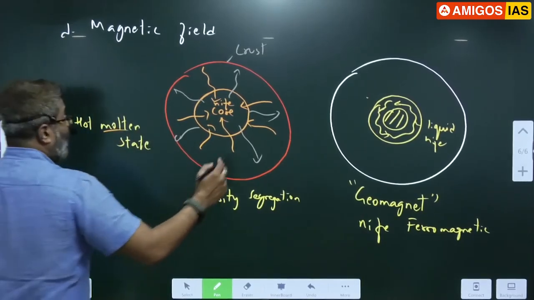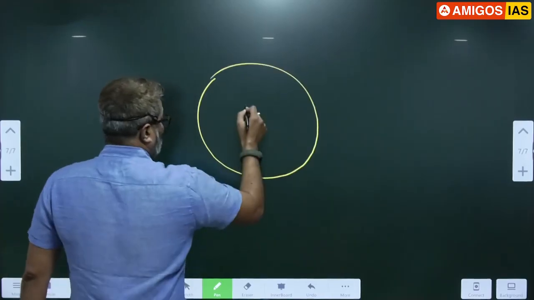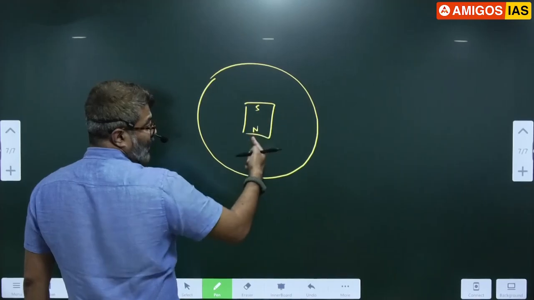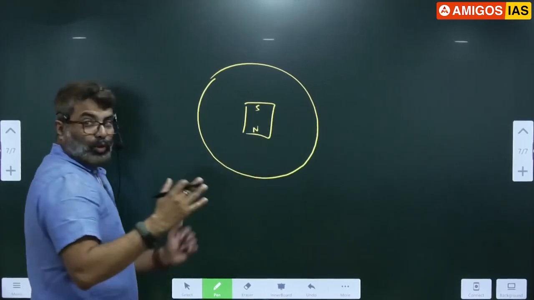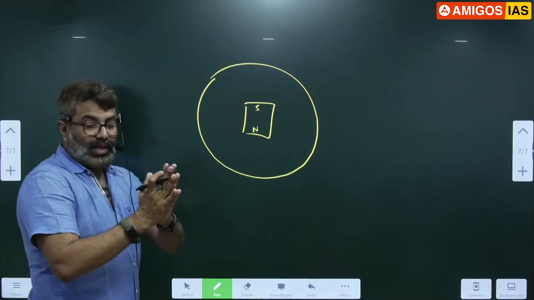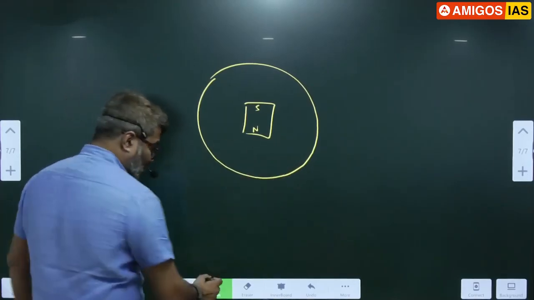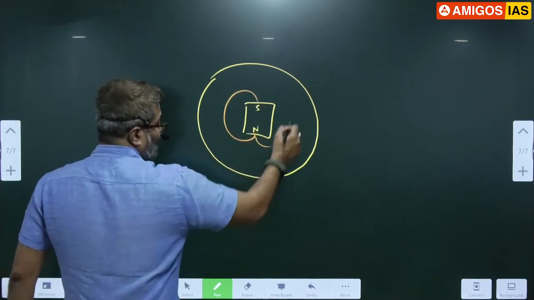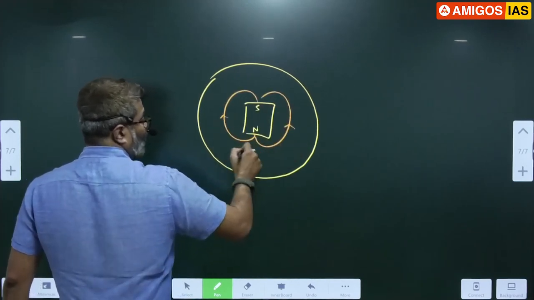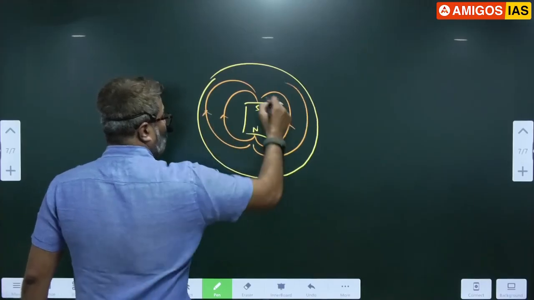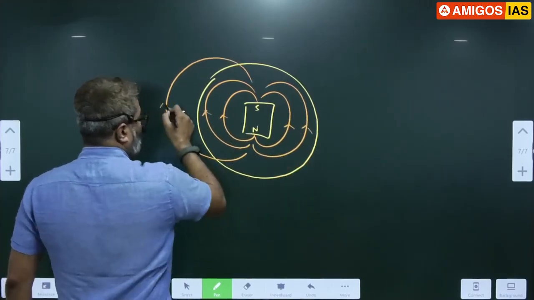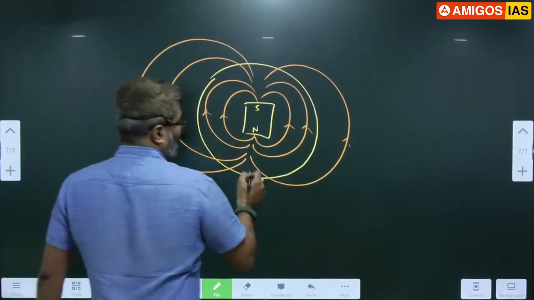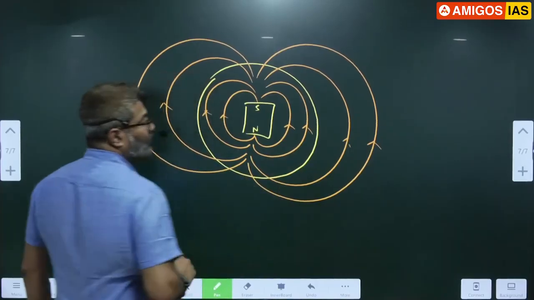Now if you take a magnet inside the earth, like a bar magnet with two polarities. Every magnet will have two polarities, north and south. Opposite polarities attract. Like polarities repel. This you know. So the magnetic lines of force start from the north of the magnet and converge where? On the south. Like this. This is magnetic lines of force.